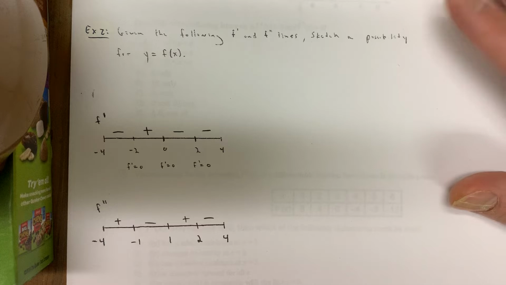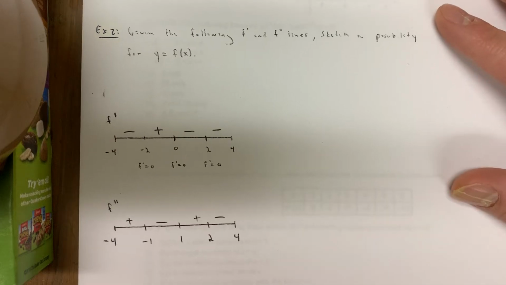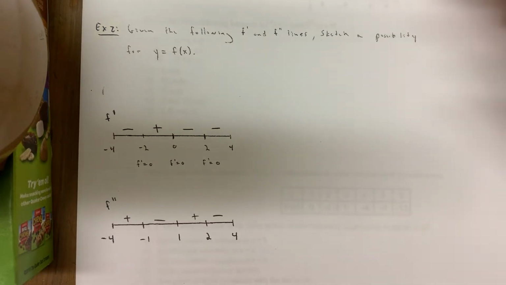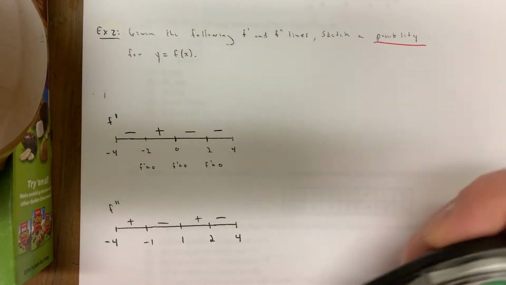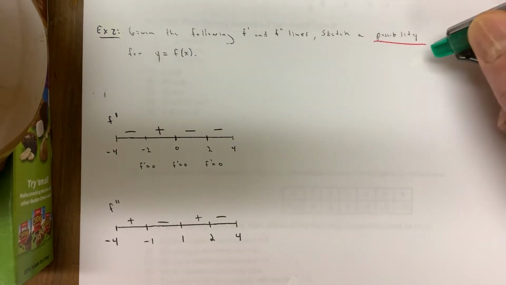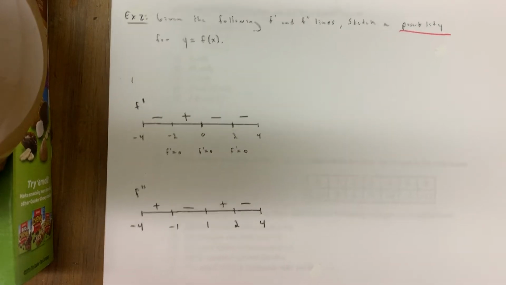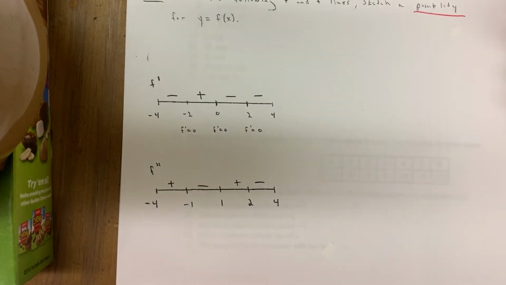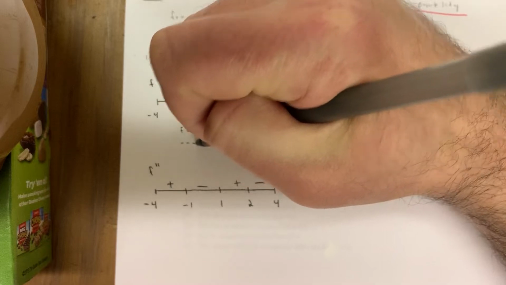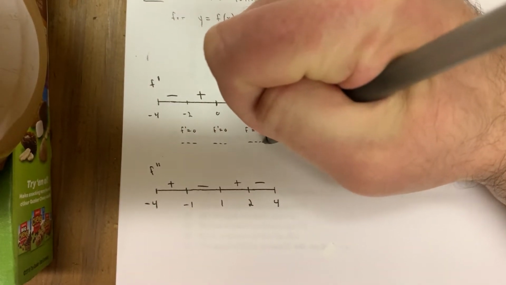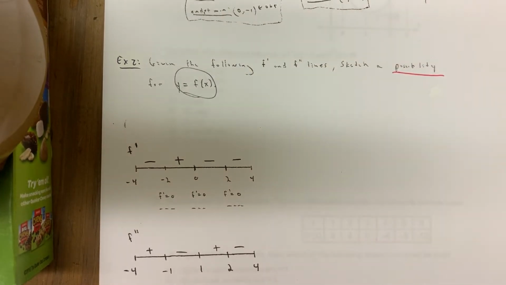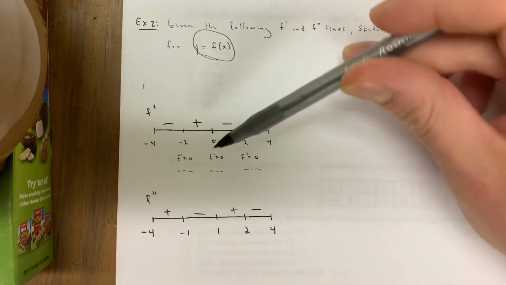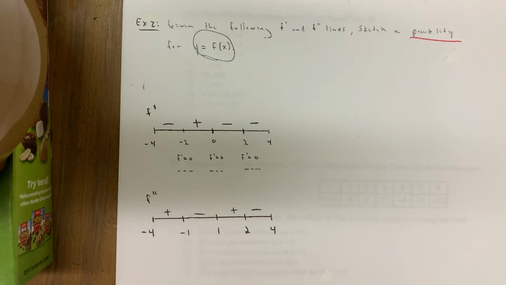We'll do the second homework problem together. Given the following f prime and f double prime lines, sketch a possibility for y equals f of x. We're not going to be able to sketch what f of x is actually equal to, just a possibility given this information. They gave us the first and second derivative tests. We know that at -2, 0, and 2, f prime is equal to 0, which means the function we're trying to sketch has a horizontal tangent line at those x values. And we know the extrema.